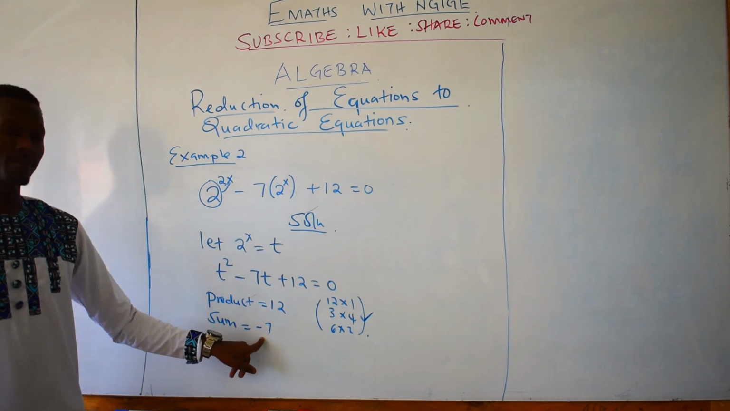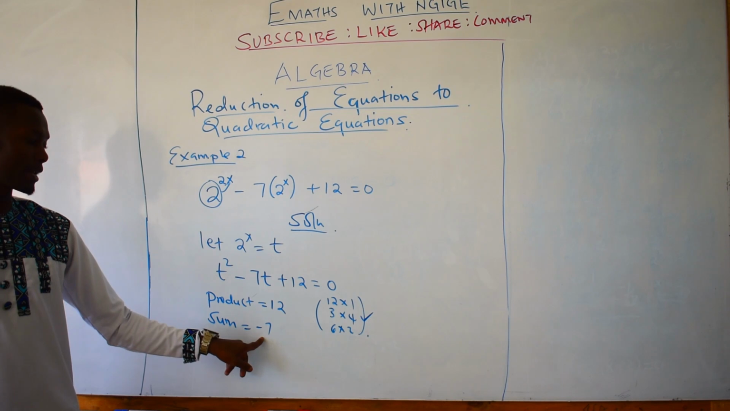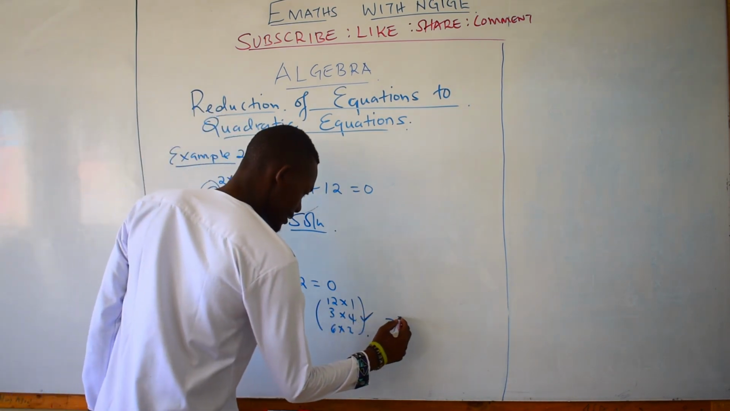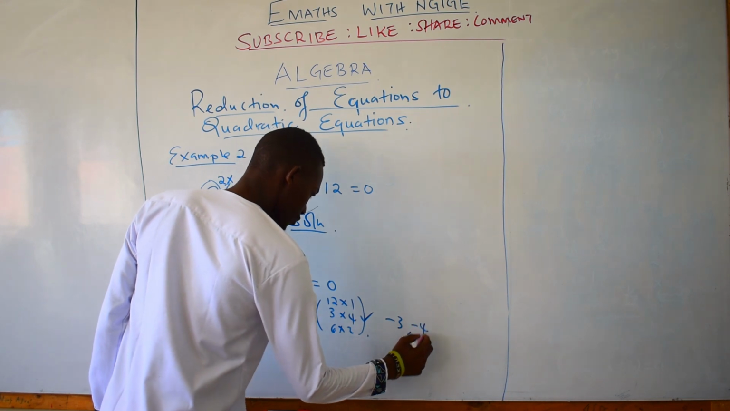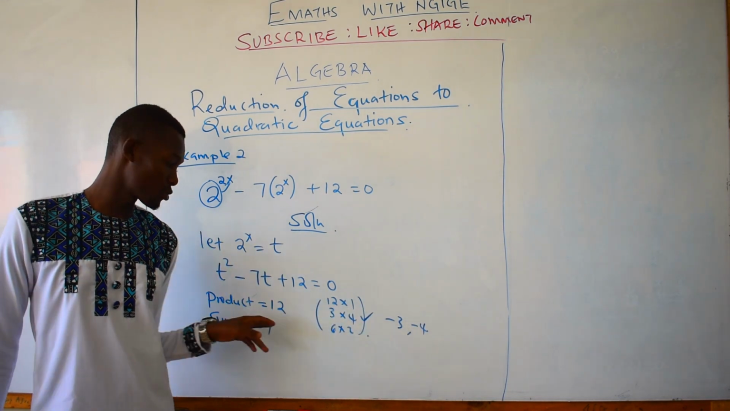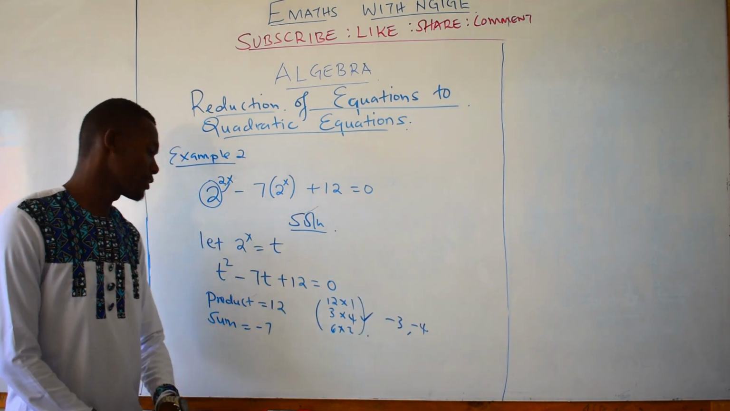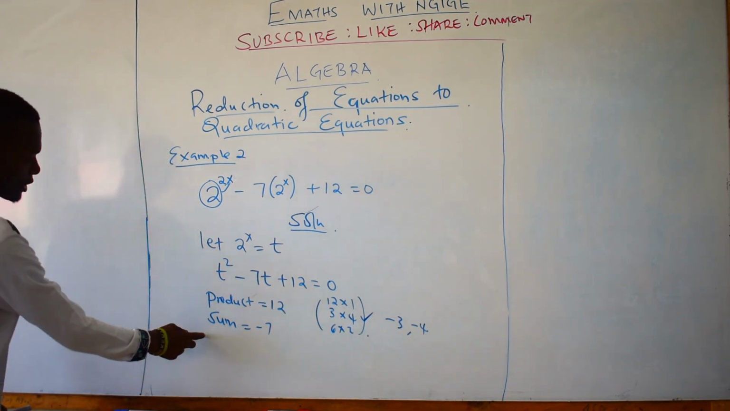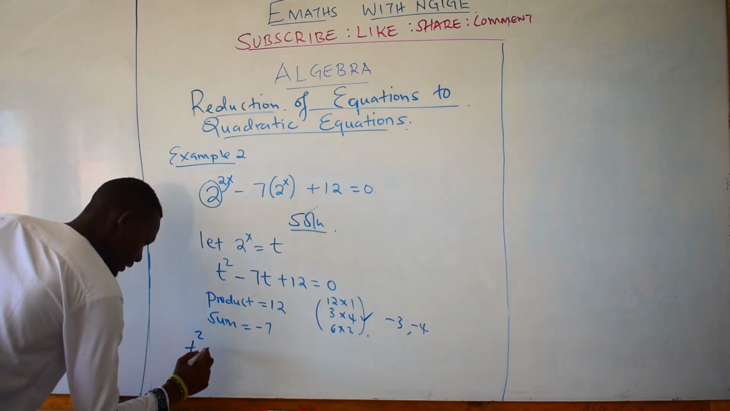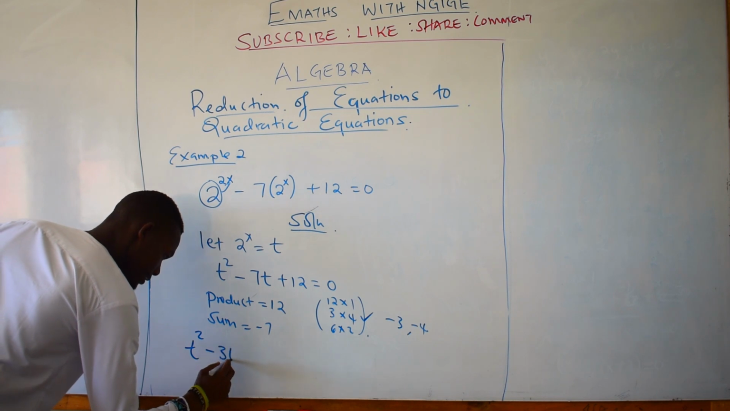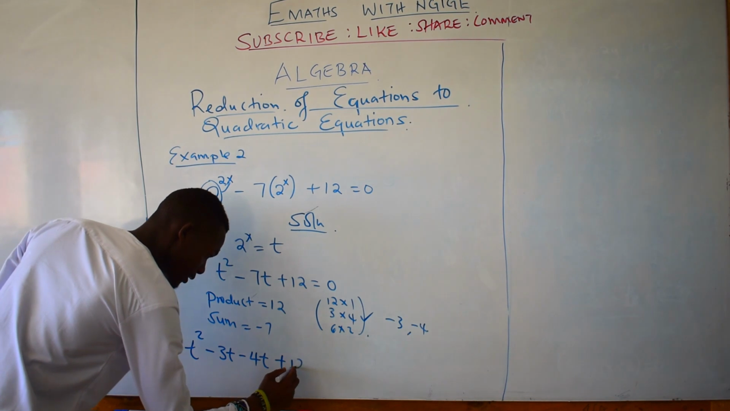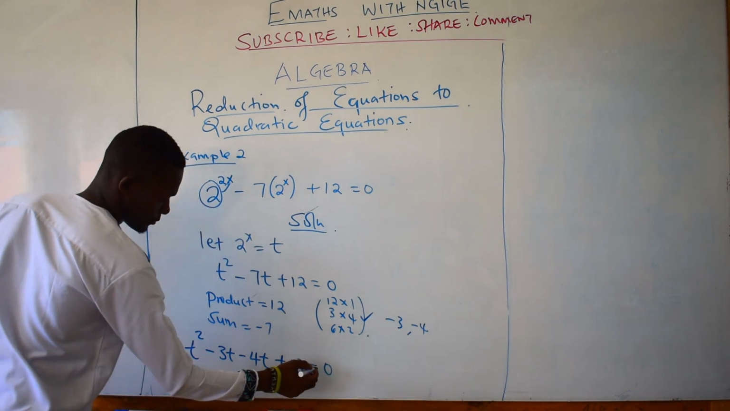But now our 7 is negative, so how do we make this negative? We negate both terms, so that we have negative 3 and negative 4. When you get negative 3 times negative 4 is 12, then negative 3 plus negative 4 gives you negative 7. Now writing this equation, we shall have t squared minus 3t minus 4t plus 12 equals 0.